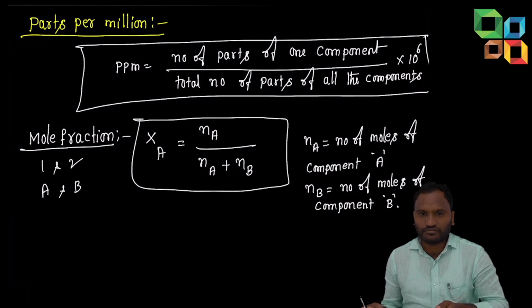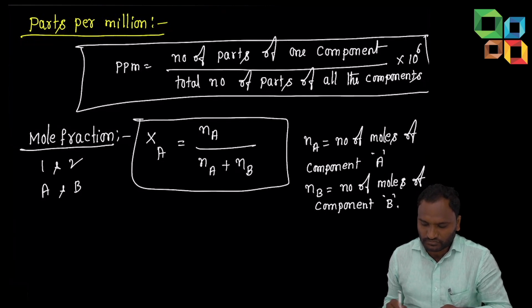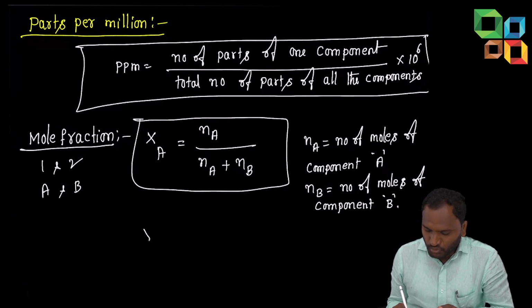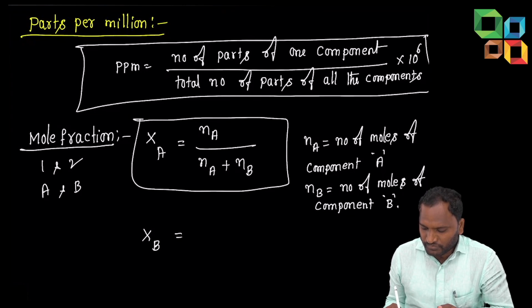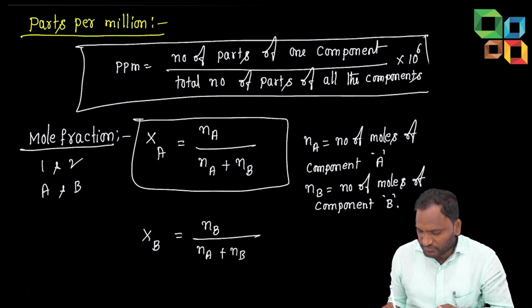Component B. Suppose if you want to find out the mole fraction of component B, the mole fraction of component B is Nb by Na plus Nb.